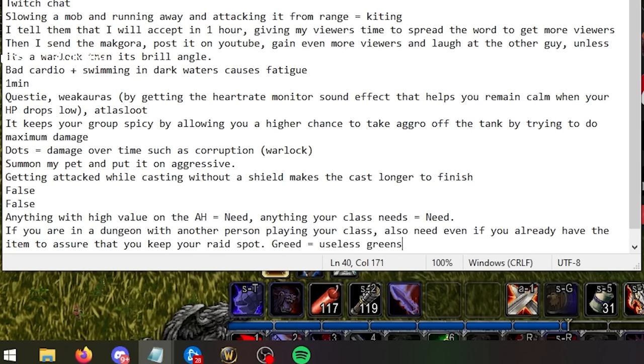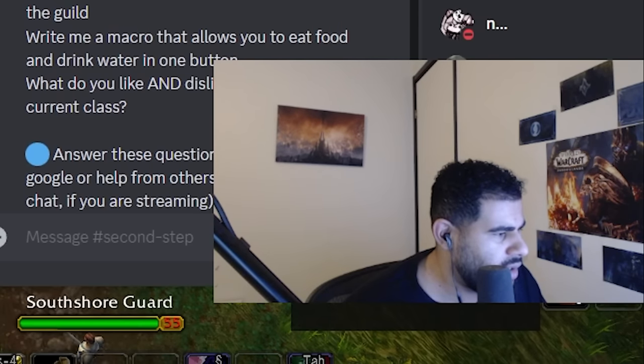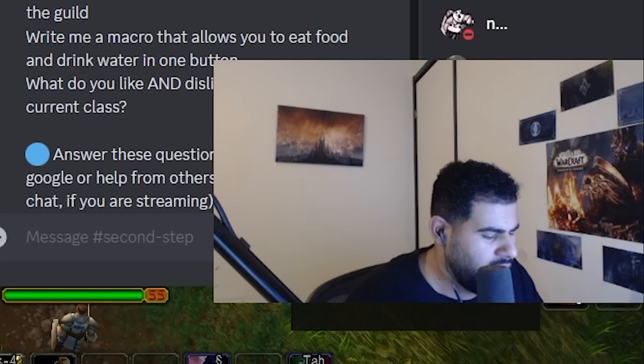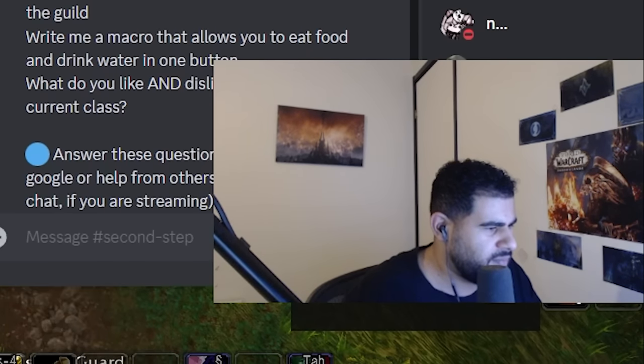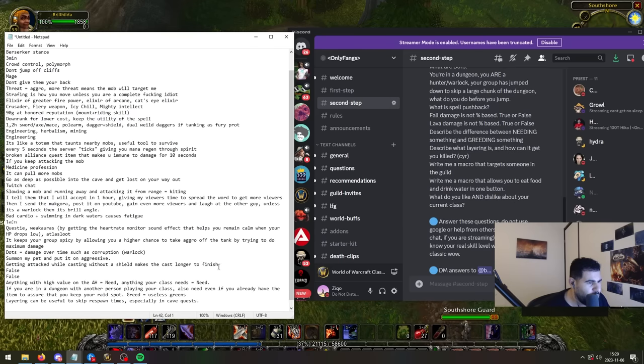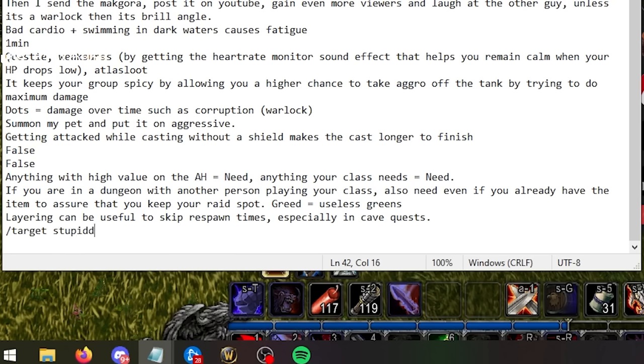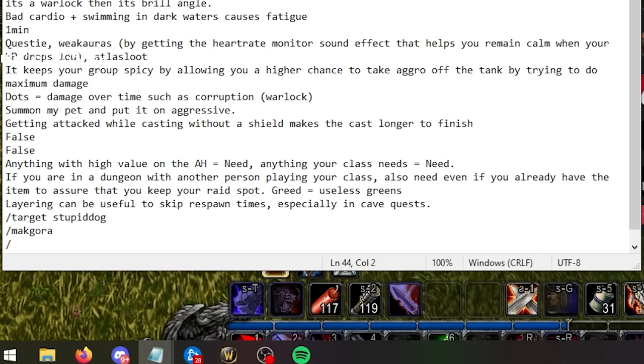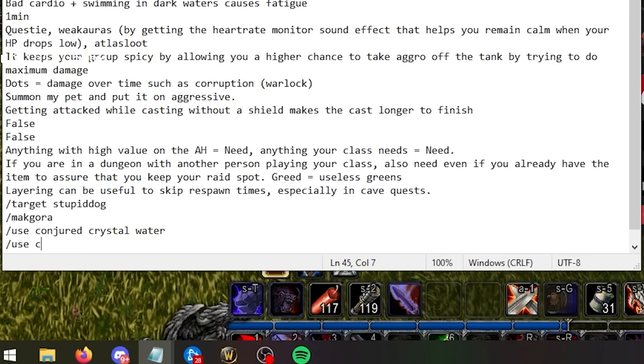useless greens. Describe what layering is and how it can get you killed. Layering can be useful to skip respawn times, especially in cave quests. Write me a macro that targets someone in the guild. Target stupid dog mak'gora. Write me a macro that allows you to eat food and drink water in one button. Use conjured crystal water. Use conjured cinnamon bun.